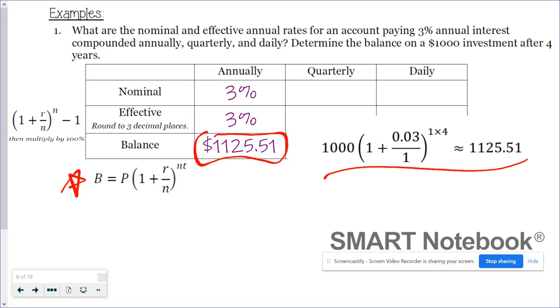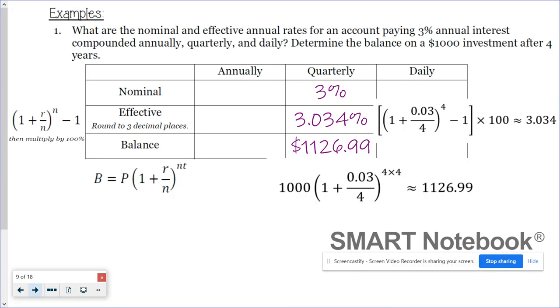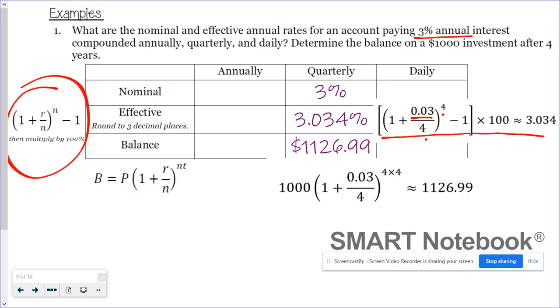Remember, quarterly is still going to have that nominal rate of 3%, but I will have to calculate the effective rate using the APY formula. And that's what I did here. So over here, you can see that for the 3%, I have the 0.03. The 4 is representing that quarterly. So I used my APY formula and I got an effective rate of 3.034%. So do round your effective rates to 3 decimal places so that they actually do differ from one another.